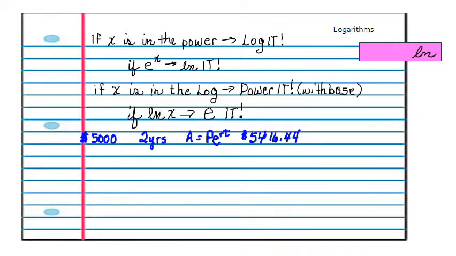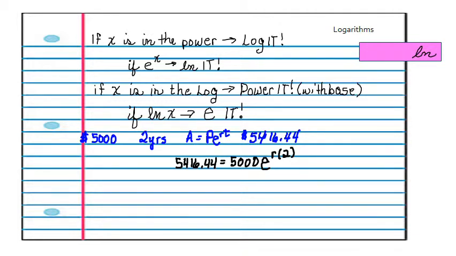Alright, so we're just going to put everything into the formula. The amount that you ended up with was the 5,416 and 44 whole cents. Principal that you walked in the door with was the $5,000. Of course, we have the e, natural base e, and we're looking for r, the rate, and we had 2 years going on here.